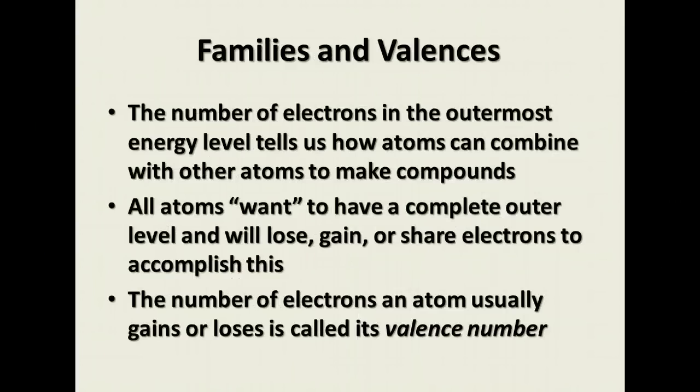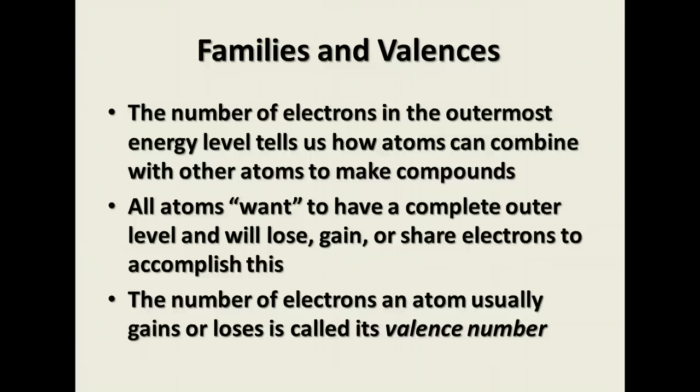Now, the number of electrons in that outermost energy level tells us how those atoms can combine with other atoms to make compounds. All atoms would really like to have a complete outer energy level. They would like to have that outermost one filled up as full as it'll go. And they will do various things to make this happen.